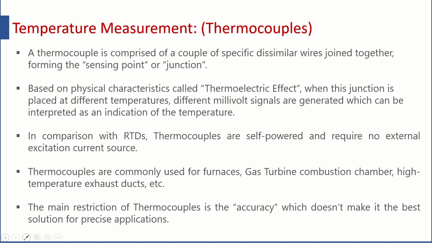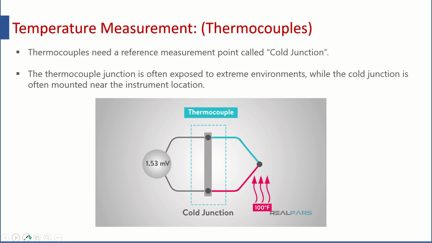Now this works on the basis of thermoelectric effect. Thermoelectric effect says that when this junction of two dissimilar wires is placed at different temperatures, then different millivolt signals are generated which can be interpreted as an indication of the temperature. We can see one figure that will make the thing more easy. You can see here that these are the two dissimilar metallic wires. They are connected together and applied to some high temperature region.